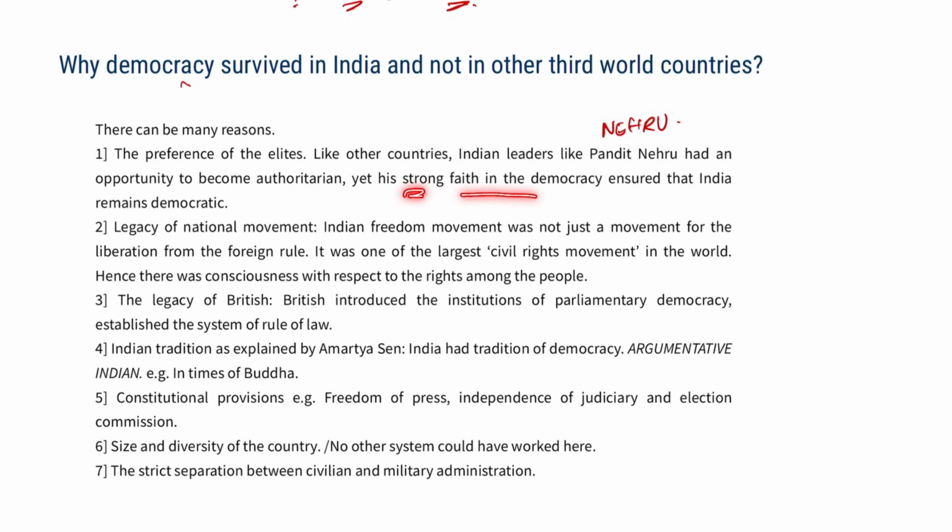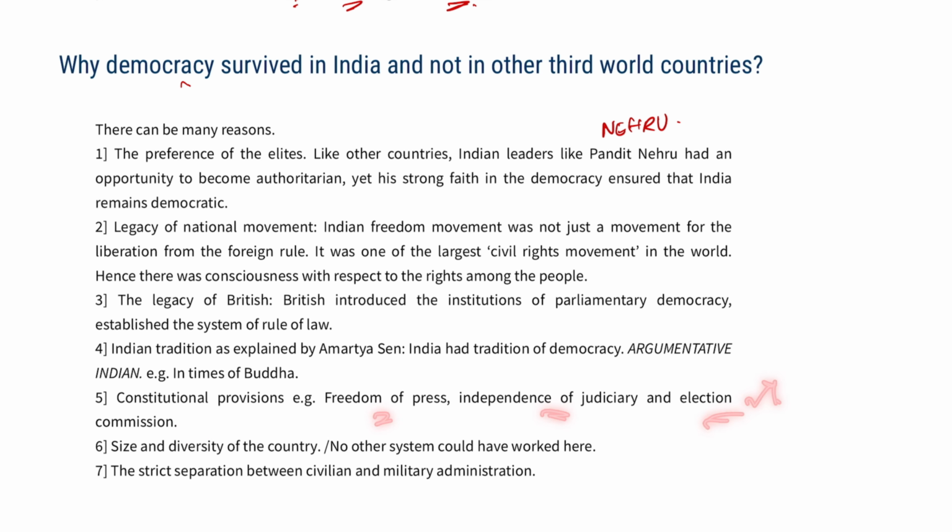Yet this strong faith in democracy ensured something. Indian tradition was explained by Amartya Sen. Constitutional provisions, example, freedom of press, independence of judiciary and election commission, size and diversity of the country. No other system would have worked here. Strict separation between civilian and military administration. Constitutional provisions, freedom of press, independence of judiciary and election commission.